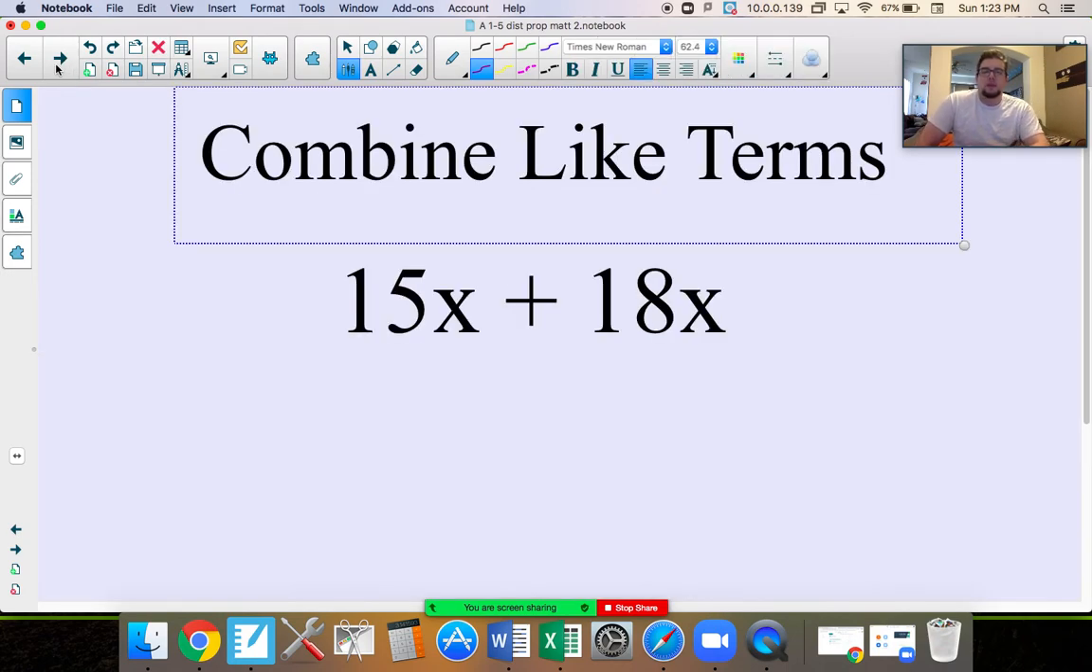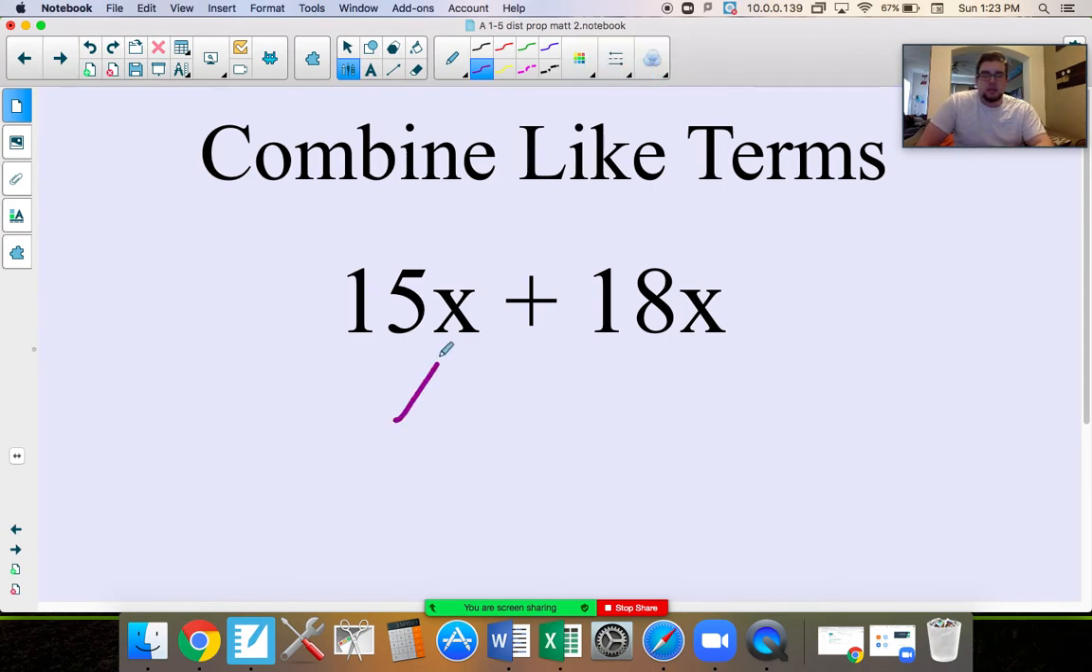When we're talking about combining like terms, not only do you have to have the exact same letter, they also have to have the exact same power. So in this case, they're both x to the 1. We're allowed to combine them. 15 and 18 are 33x. It's a lot like saying I have 15 cookies. I'm going to put 18 cookies with it. I still have 33 cookies.